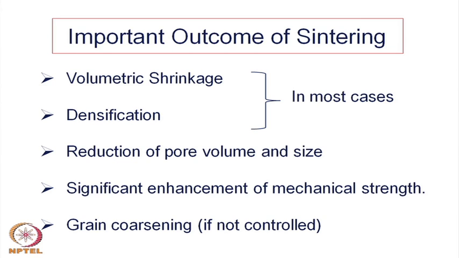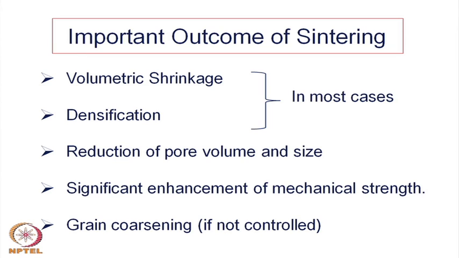Well, having looked at the different preliminary variations of the sintering process and the driving force, let us look at the ultimate outcome of the sintering process. At the end of the sintering process, or at the end of exposure to high temperature, what do you end up with? These are few things which actually happen as a result of sintering. Two things of course are very common. One is the volumetric shrinkage and there is densification.